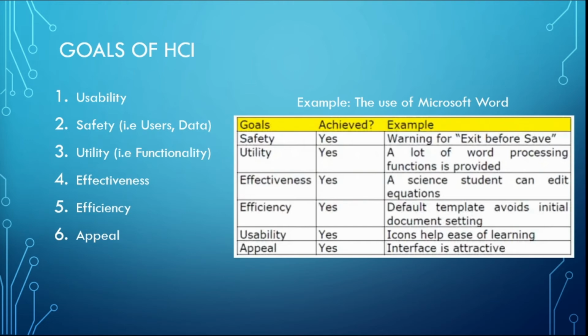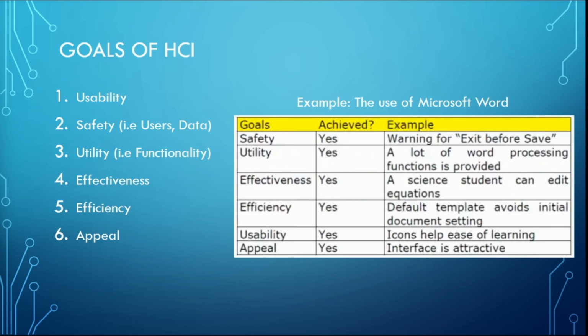And then efficiency. So with efficiency, when you open Microsoft Word, it provides you with some templates that can kickstart whatever you want to do, other than wasting a whole lot of time trying to build a whole new set of templates on your own. Microsoft provides you with a default template which saves time. And then usability. So usability, icons help ease of learning. So you have icons which make it very easy when executing a task.